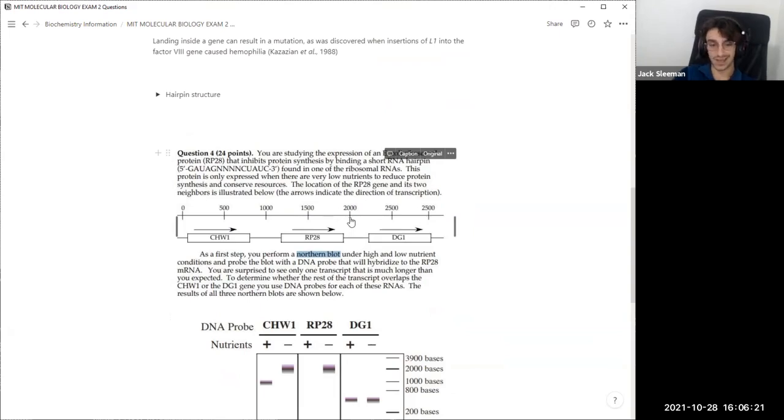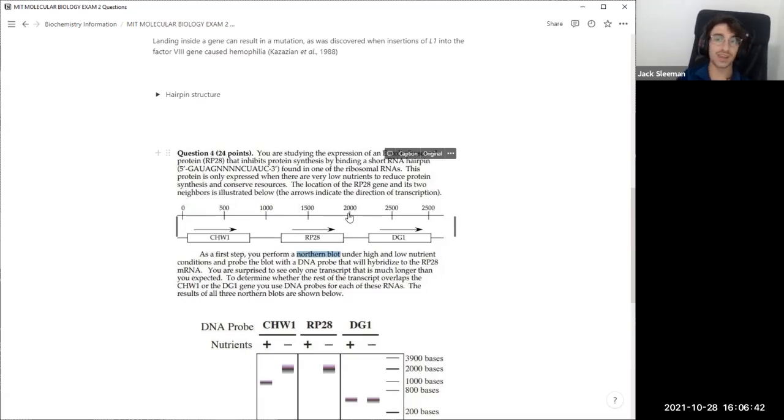intrinsic terminator. The thing is, though, think of it. The transcript for the 2000 has to bypass, once it's transcribing from here to here, that rho-dependent helicase termination step in order to get here in the first place. So you should be thinking, why does it do that?